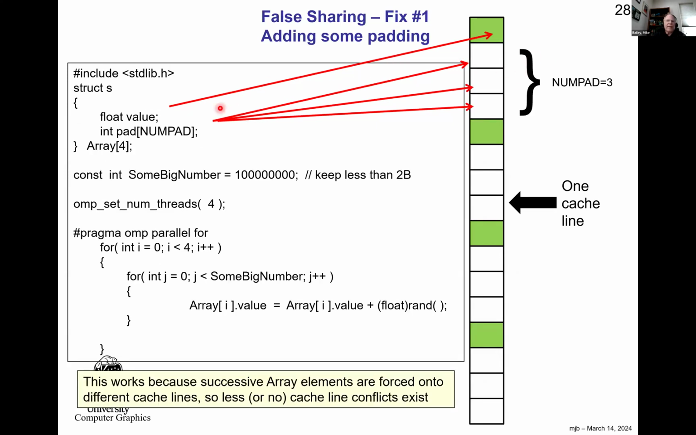So let's say numpad equals 3. Well, there's going to be a gap of 3. So the first value, a gap of 3, the next value, a gap of 3, and so on. So the green boxes are where the values are, and the white boxes are the gap.